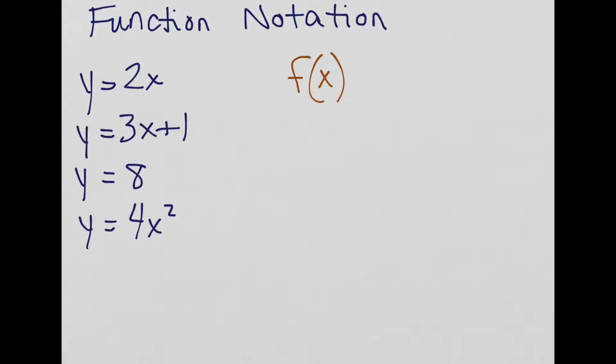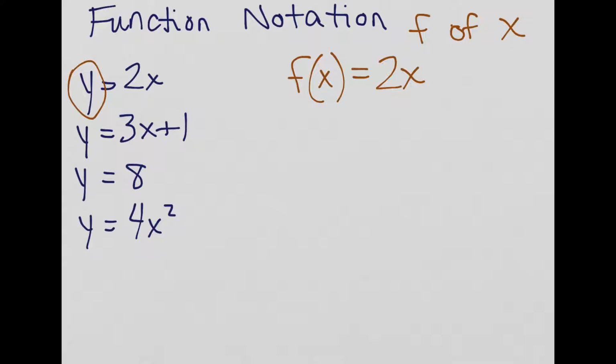So this is pronounced f of x. And hopefully you remember how we were pronouncing that when we learned about the sequences. What that means is the function's name is f, and the variable that we're using is x. That's all it means. So I could write that as f of x equals 2x. In other words, you can replace y with f of x anytime you want.